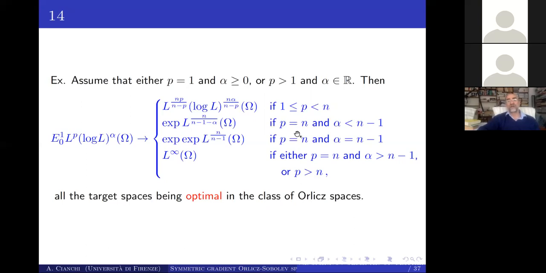If we are in the critical case where p equals n and alpha is subcritical, in the sense that it's less than n minus 1, then we have an exponential type embedding with this exponent here. If both p and alpha are critical, which means p is n and alpha is n minus 1, then we have a double exponential space. And finally, if either p is larger than n, or p is n but alpha is supercritical, then in fact we have embedding to L infinity. And all the spaces here are optimal in the class of Orlicz spaces.